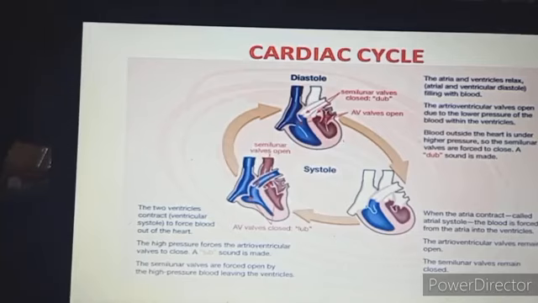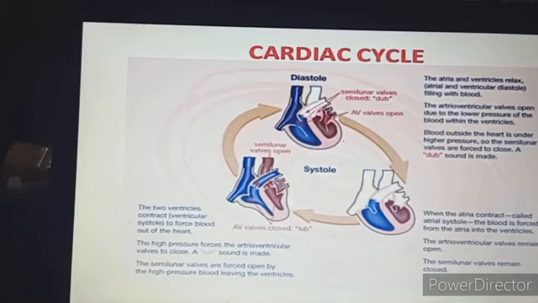And one cardiac cycle lasts for about 8 seconds. And this regular rhythmic contraction and relaxation of the heart is what is called heartbeat. Each heartbeat can be heard. It is heard as two sounds, the lub and dub sound.